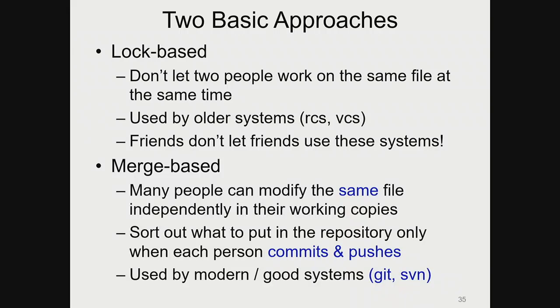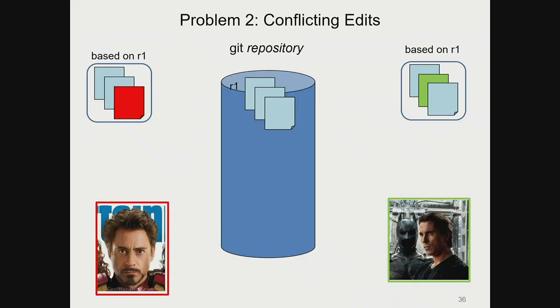Okay, so this is used by modern systems like Git and SVN, and this is what we're going to use if you ever encounter a merging conflict with a teammate. Okay, so how does this work? Let's go back to our example where Tony Stark and Bruce Wayne are both working on the same project, and we have a Git repository shown here in the middle.